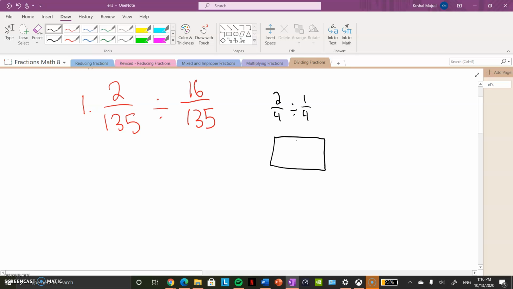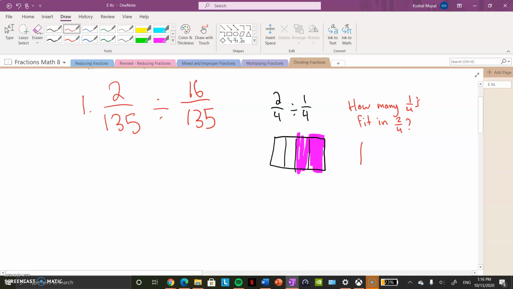2 over 4: 1, 2, 3, 4. This is 2 over 4. Let me do this in red. So this is 1 over 4, and this is 2 over 4, okay? Now you're dividing it by 1 over 4, meaning how many 1 over 4s fit in 2 over 4?